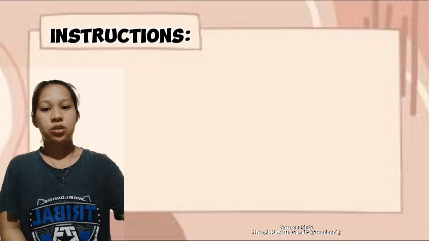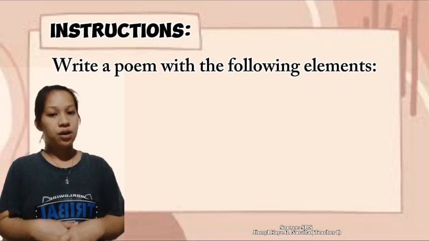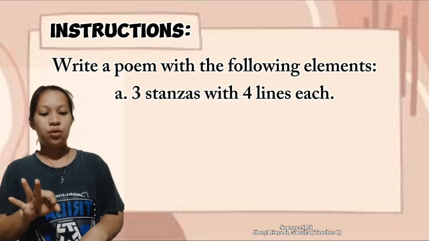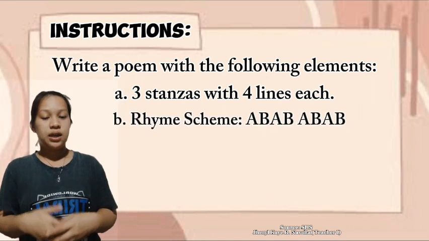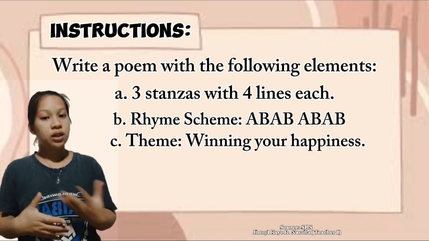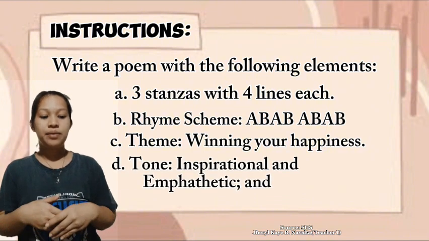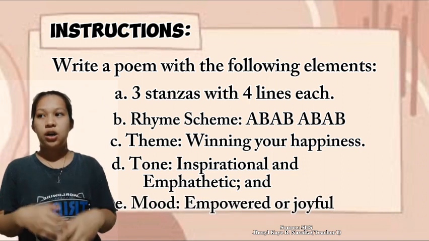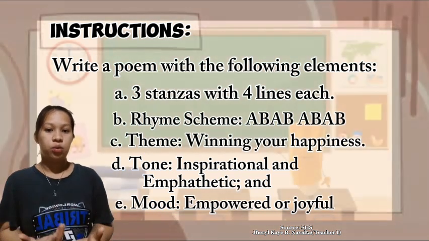For your instructions, you must write a poem with the following elements. First, it must have 3 stanzas with 4 lines each. Next, use the ABAB rhyme scheme, and the theme should be winning your happiness. The tone is inspirational and empathetic, and the mood should be empowered or joyful. Combine all these elements in your poem.